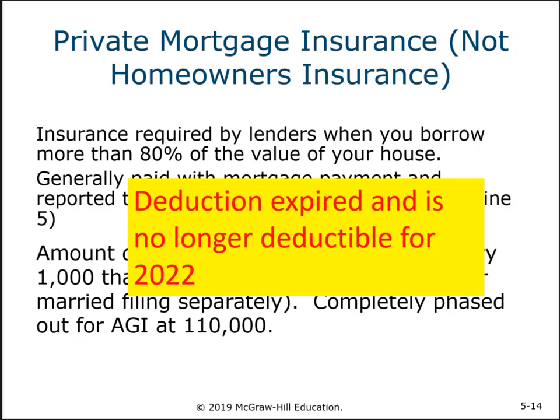A lot of the things in the tax law are temporary, and if they don't redo the law, then they just expire. They go away, and that's what happened with this. It went away at the end of 2021, and it's not deductible for 2022. And this wasn't homeowners insurance. This was private mortgage insurance, insurance that pays out if you can't pay your interest.